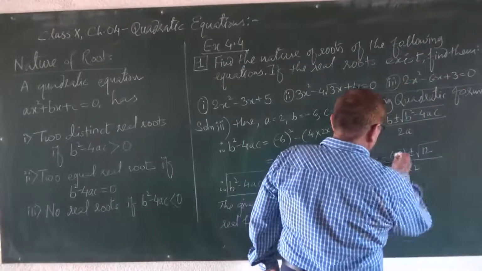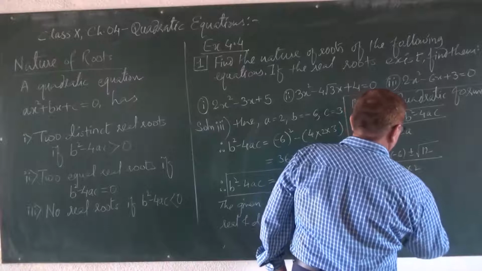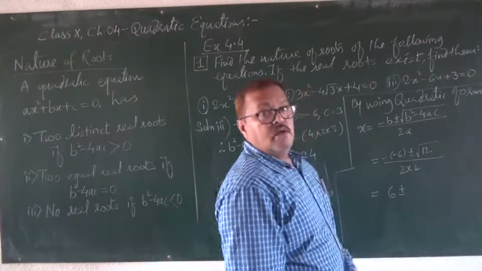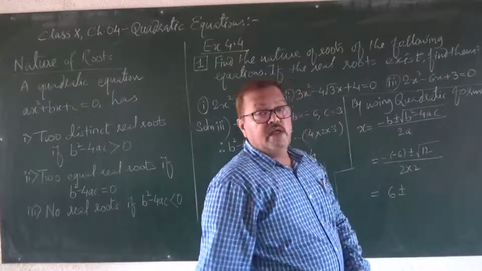Okay, so minus into minus is 6 plus or minus. Now the square root of 12. What is the square root of 12? Well, you can write it as 4 into 3.